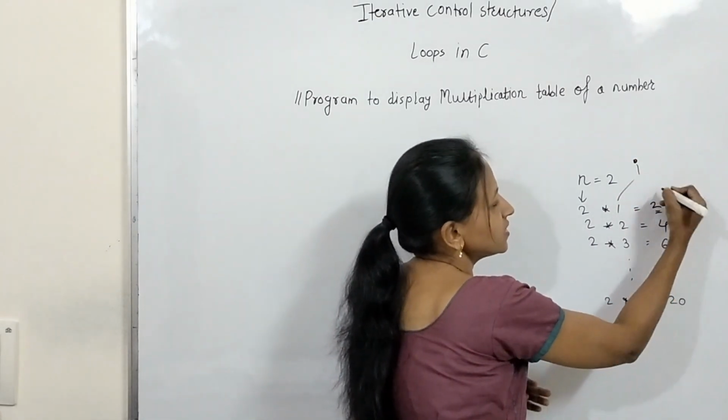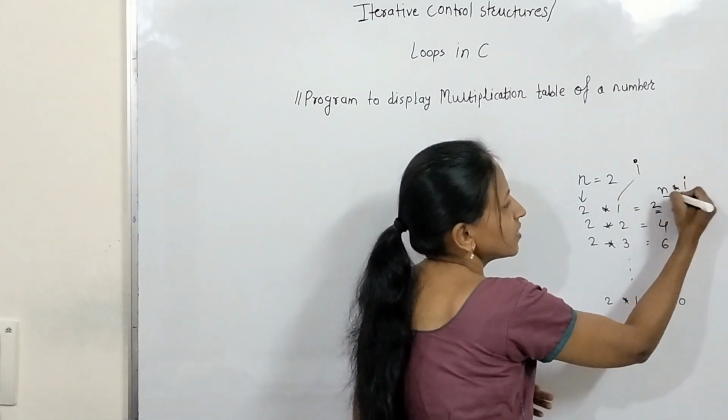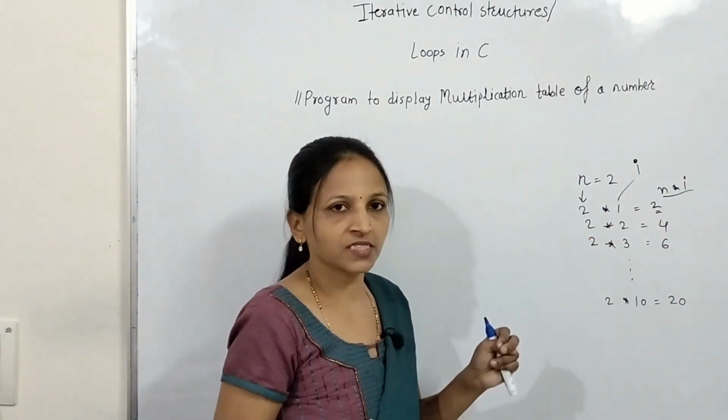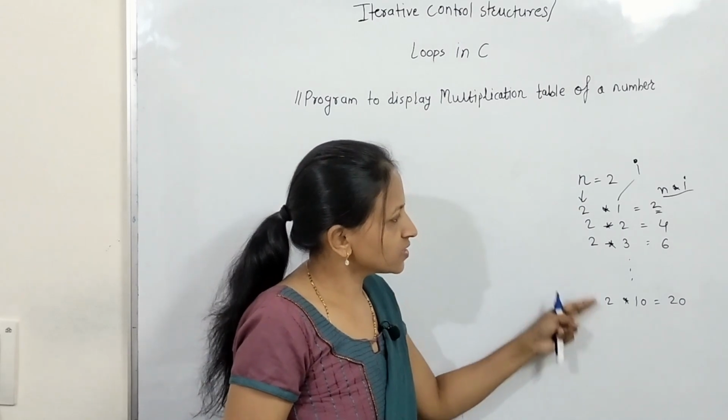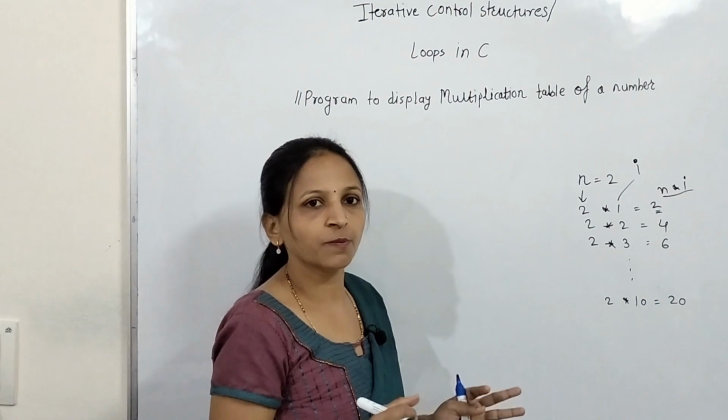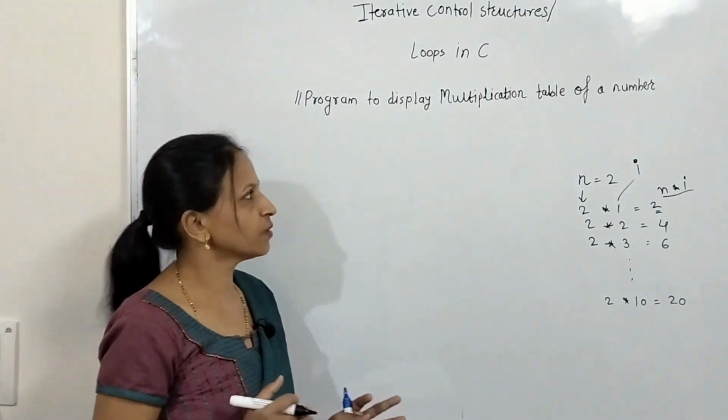Now what is this? This is nothing but n into i. Whatever calculation results from n into i, we have to display at this place. And we have to repeat that process 10 times. Okay, this is the logic for this multiplication table. Now just see what the program will be.